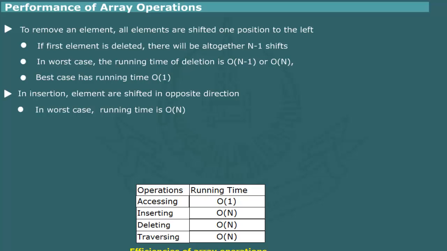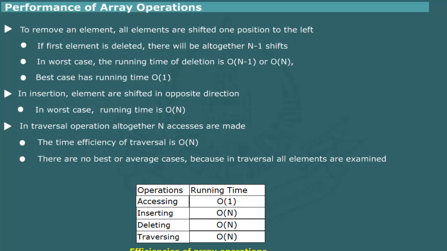To perform a traversal operation, we normally set up an iterative loop. In each loop, an element is accessed only once. Thus, altogether n accesses are made. As such, the time efficiency of traversal is O(n). There are no best or average cases, since all the elements need to be visited at least once.